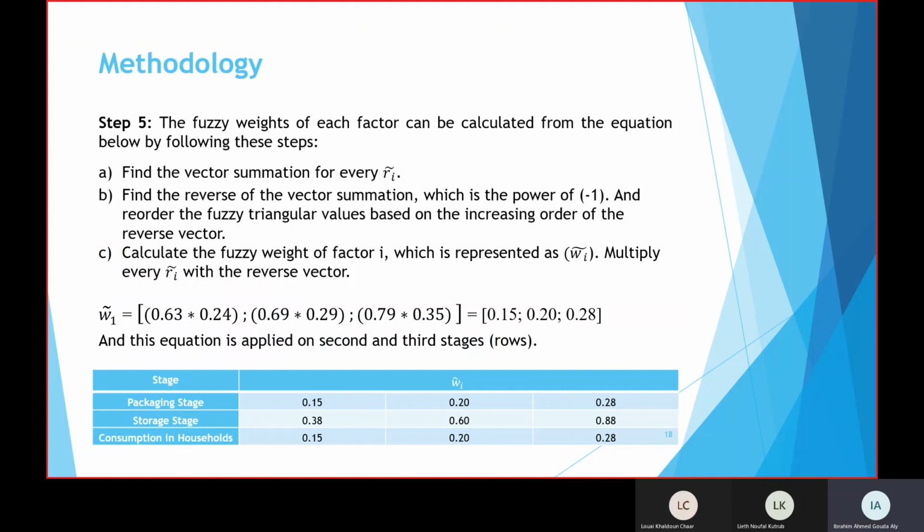And step 5 here, we calculate the relative fuzzy weights by following these steps. A, we find the vector summation for every R, which is every column. And B, find the reverse of vector summation, which is power -1, and order them increasingly. And C, we finally calculate the fuzzy weights of factors, which is represented by the letter W, by multiplying every R with the reverse vector.